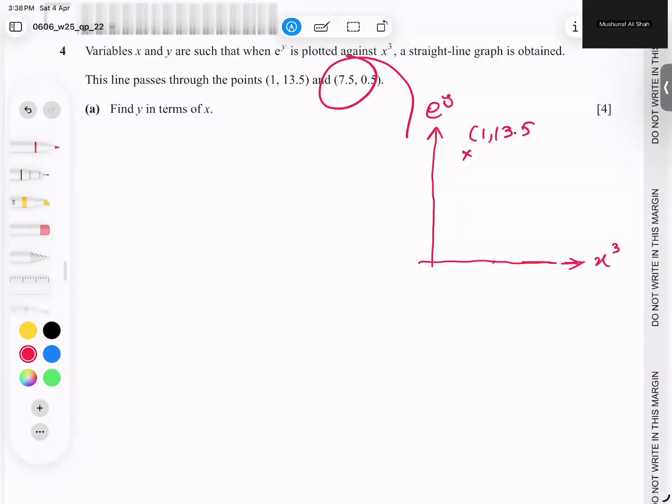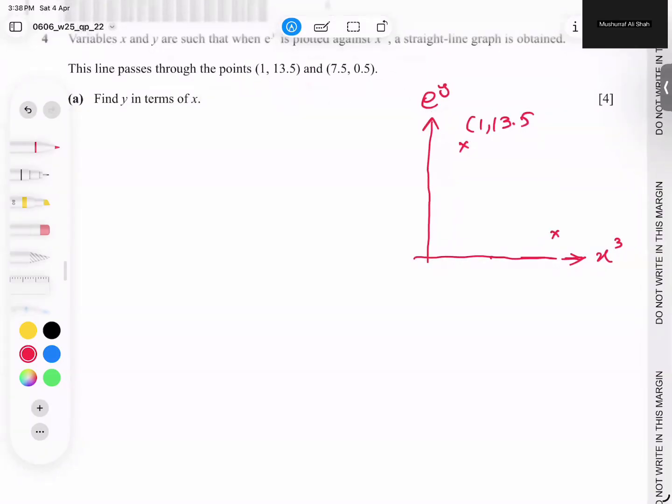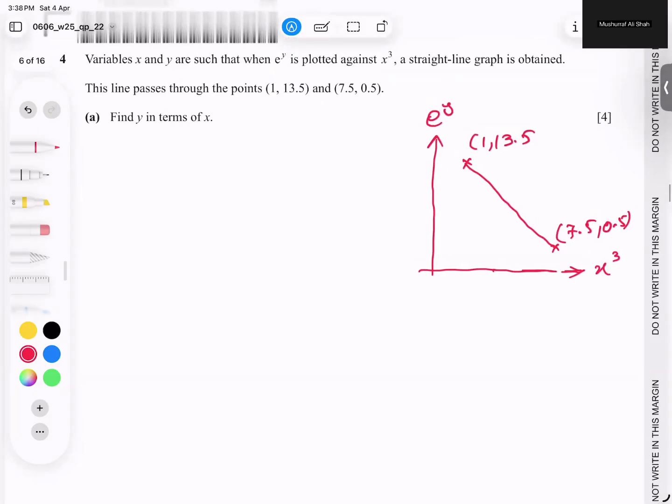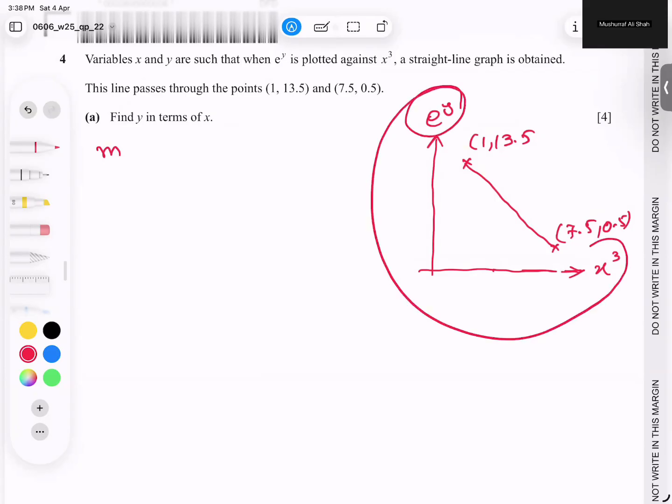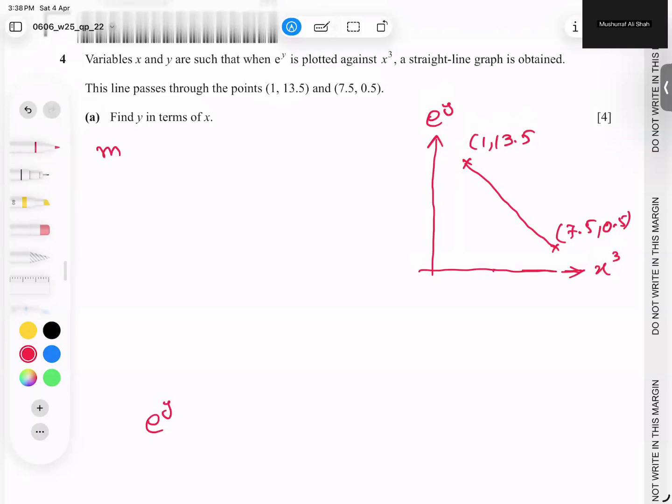And what about this one? 7.5 here and 0.5 up. So approximately here, roughly, I'm just sketching. So this line, I'm going to join as one line. So first of all, y in terms of x, but as only possible, I can find out. Basically this is y and this is x. So if I show you e to the power y, okay, before I start, if y here, x here, the line represents y equals mx plus c.